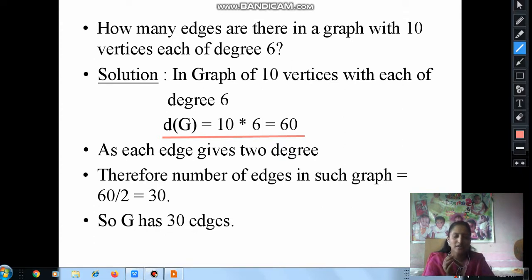Understand? Total degree of the graph is 60, since each vertex has degree 6, and each edge has degree 2 since every edge is incident on two vertices. Therefore by dividing 60 by 2 we get the number of edges in that graph. So here 60 divided by 2 is equal to 30. So the graph G has 30 edges.